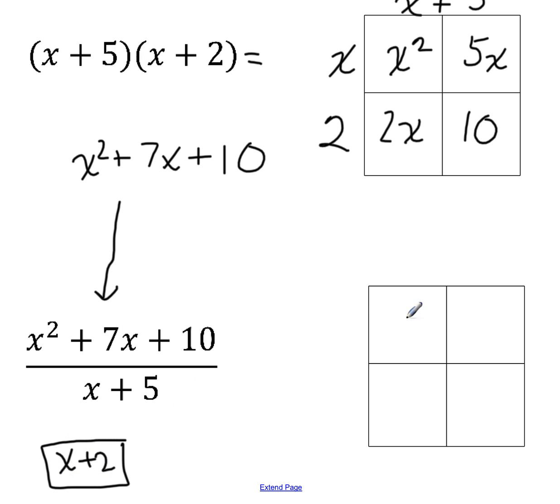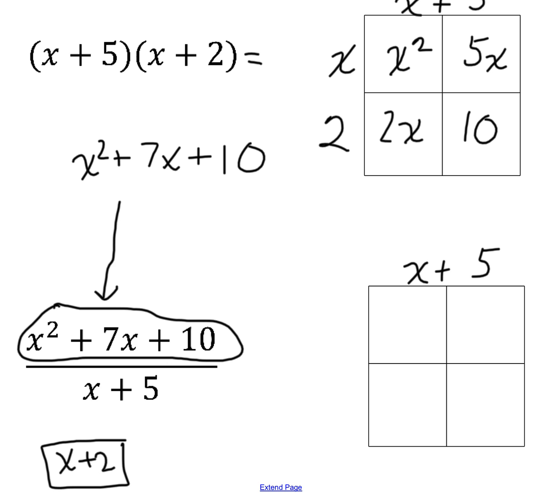Okay. So what I do is I take this top quadratic trinomial, and that's what I want to think about as what's going to go inside my box. Notice how it was inside my box here, and I collected all the terms, and I came up with x squared plus 7x plus 10. So that's going to go inside the box. The divisor, x plus 5, is going to be one of my factors on the side of the box. So I'm going to put it on the top. I could put it on the side equally.